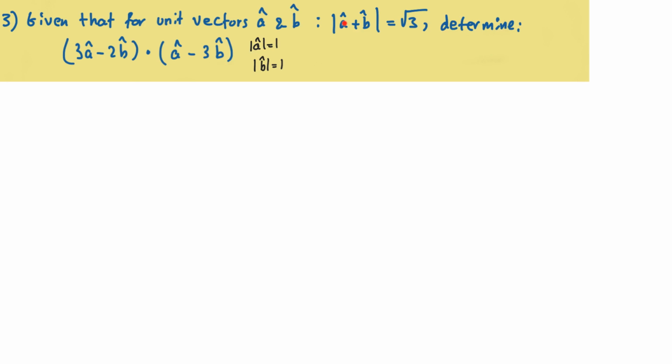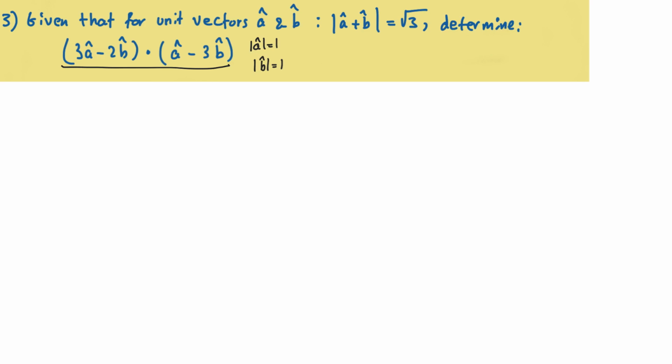We know that if we were to add the two unit vectors together and take the magnitude of them, we get √3, and we want to determine this expression here. This is a little bit more challenging question. I like it. Let's get it started. We are going to do this expansion first and see what we can get out of it.